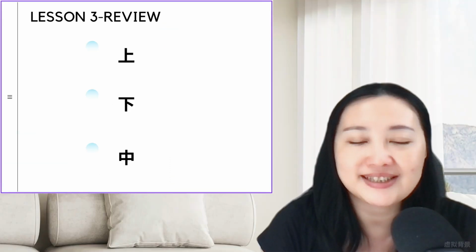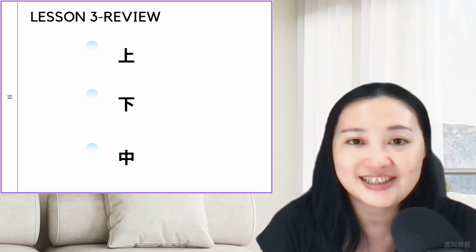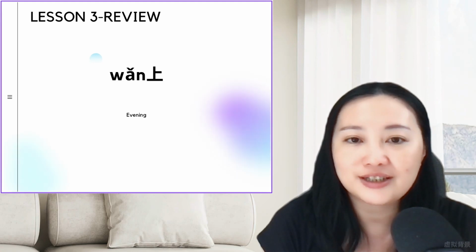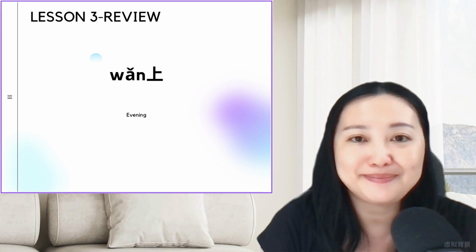Let's write it up. How to read these three characters individually? 上 and 下 and 中, right? So here come more words containing the three characters. 晚上 means evening.